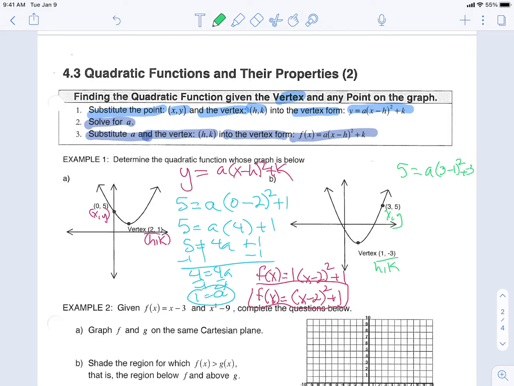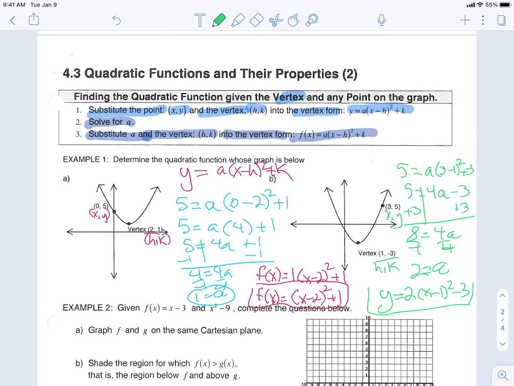Okay, so 5 is equal to a times 3 minus 1, which is 2. 2 squared is 4. So that's 4a minus 3. Go ahead and add 3 to both sides here. 8 is equal to 4a. Divide by 4. a is equal to 2. All right, we're not done yet. We've got to substitute it back in. So this time I'll do y. y is equal to 2 times x minus 1 squared minus 3.